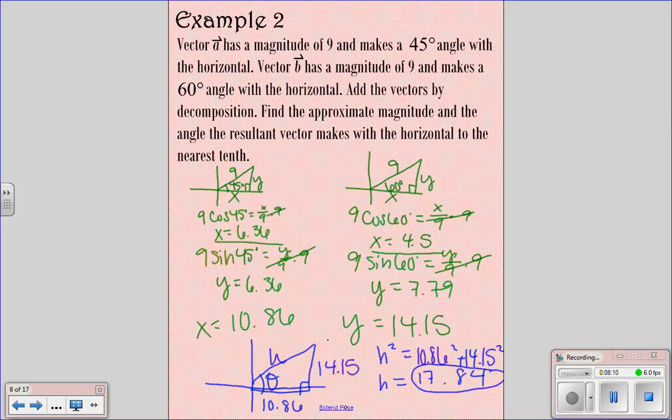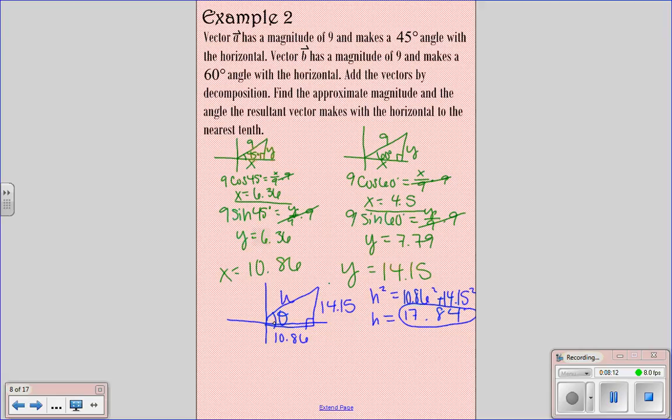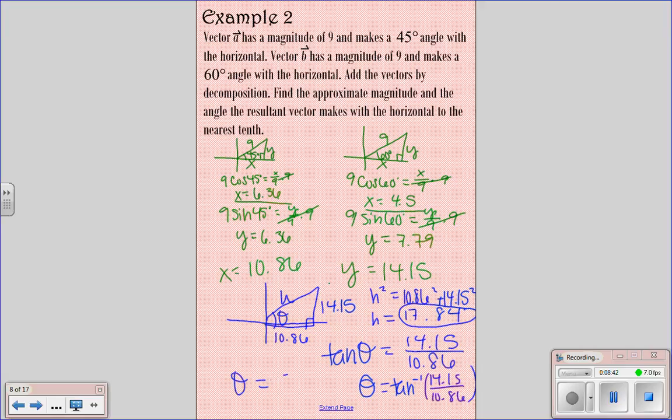And then for the angle, we're going to use tangent of theta equals opposite over adjacent, so 14.15 over 10.86. And so if you plug that into your calculator, you're going to say tangent inverse of 14.15 over 10.86. And so your theta that you should get is about 52.5. Okay? And so that would be the angle that it makes with the horizontal.